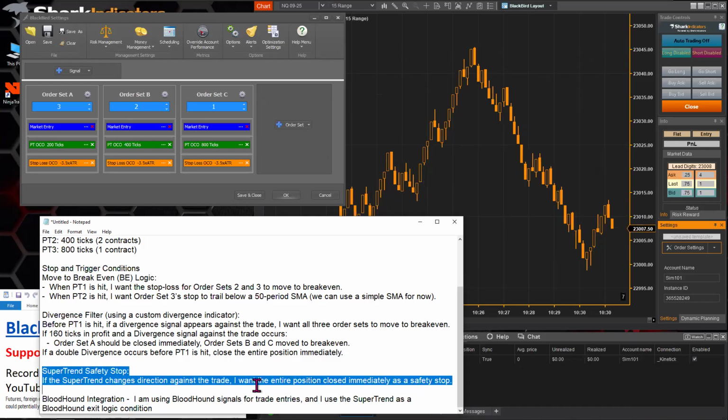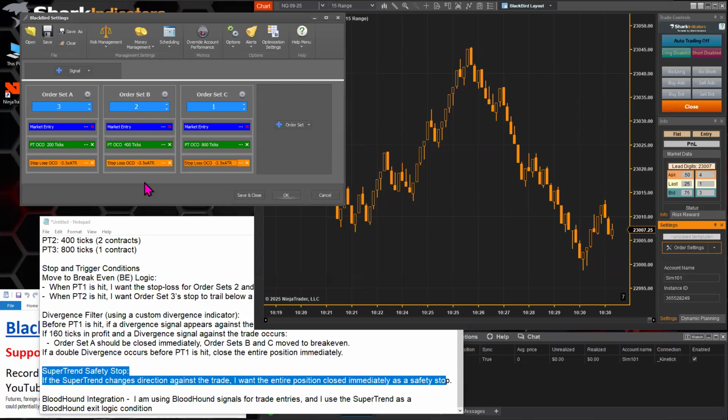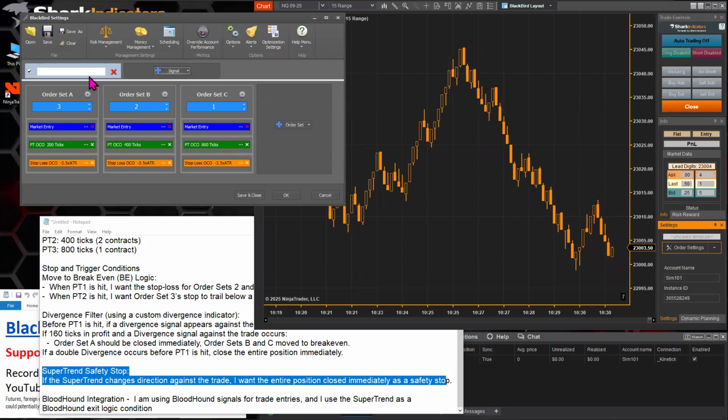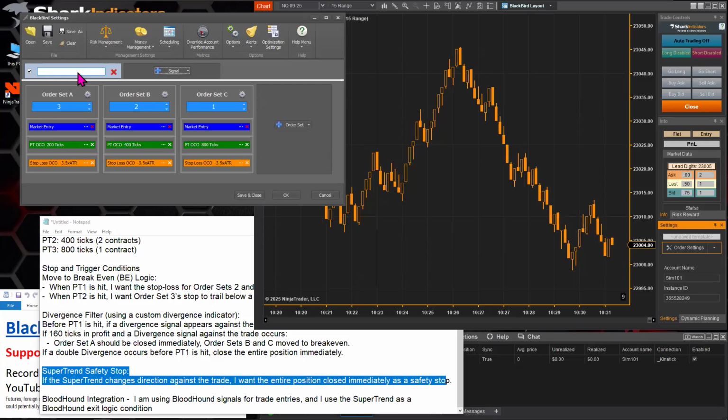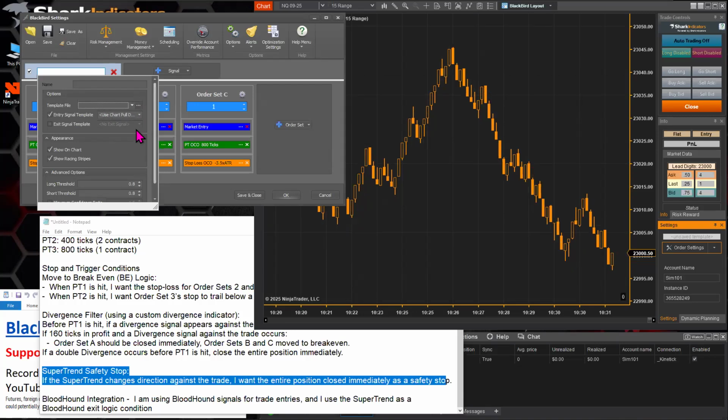So I'm not going to implement this into the stop loss. There's no need to. The simplest thing to do is just load up that exit signal into a bloodhound signal. I do actually have one I can use as an example here, so let's load up the bloodhound file.